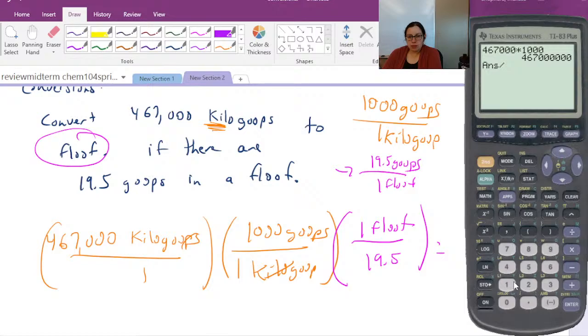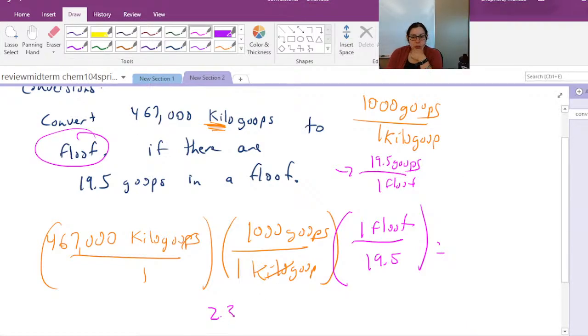So times 1,000 divided by 19.5. That's 1, 2, 3, 4, 5, 6, 7. So like 2.4 times 10 to the 7th roughly. And we should give it proper sig figs, so 3 sig figs. So rounding it to 2.39 times 10 to the 7th floops. Questions on that one?